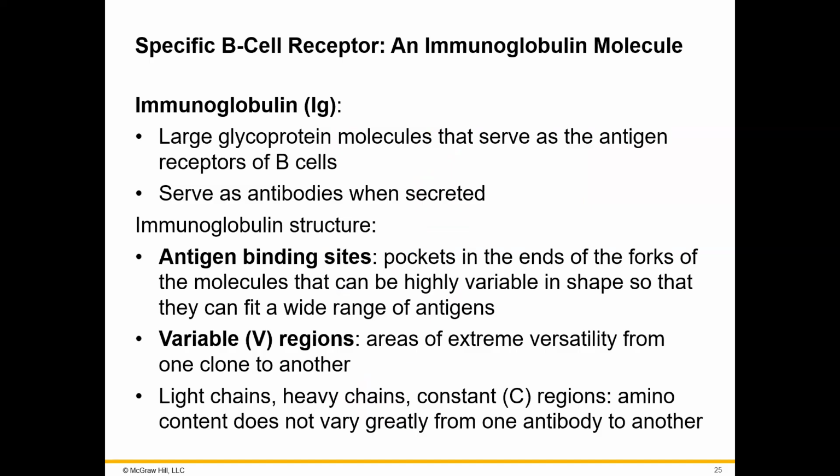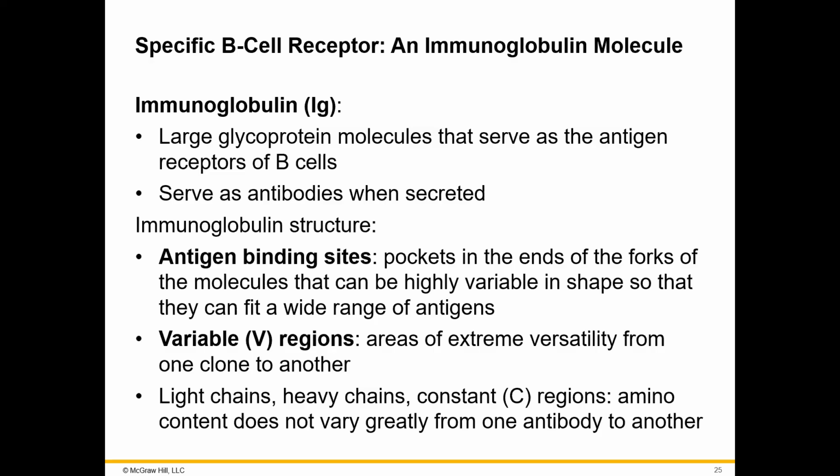The specific B cell receptor, which is an immunoglobulin molecule. So in the case of B lymphocytes, the receptor genes that undergo the recombination described are genes coding for immunoglobulin. Immunoglobulins are large glycoprotein molecules that serve as the antigen receptors of B cells. When they are secreted, they are called antibodies.